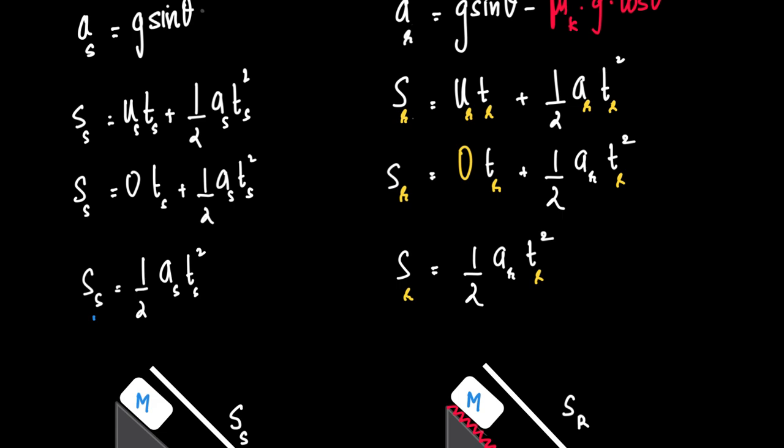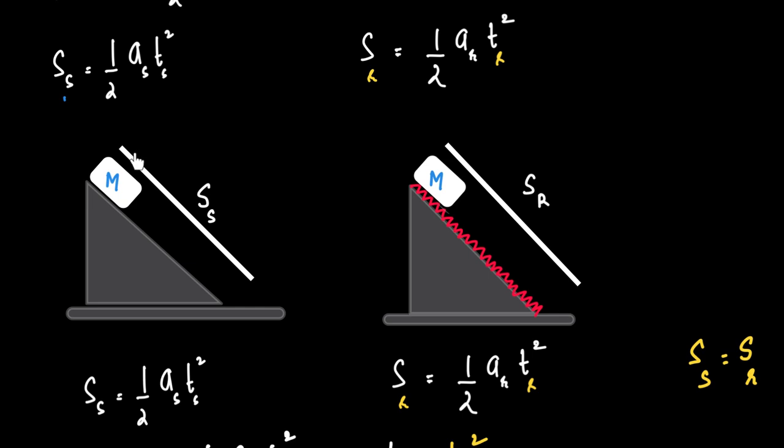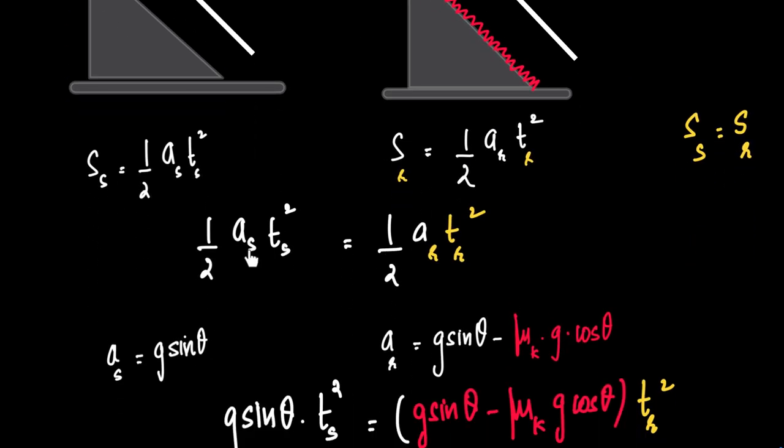But if we understand that displacement along smooth and displacement along rough both have the same value, because both of them are the same incline, we can say that displacement along smooth is equal to displacement along rough. Let me write it down here. So half As Ts square is equal to half AR TR square. 1 by 2 by 1 by 2 is 1. We plug in these values.